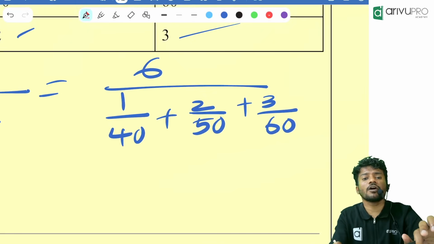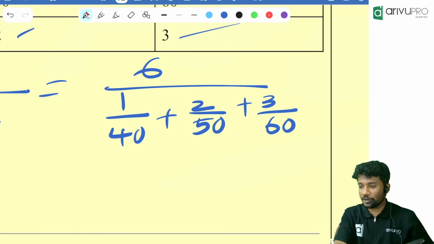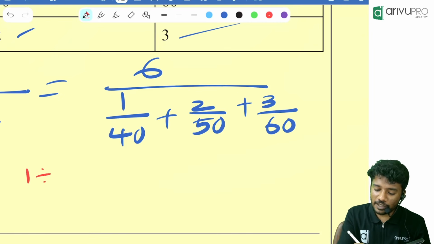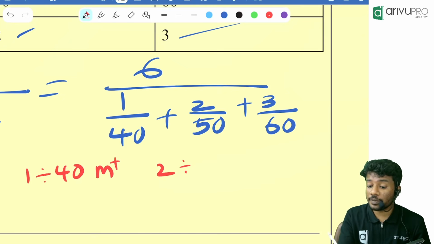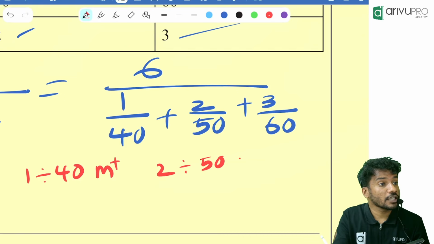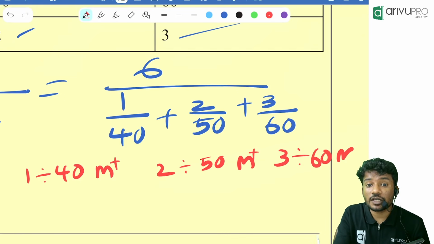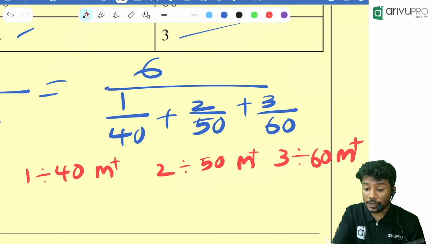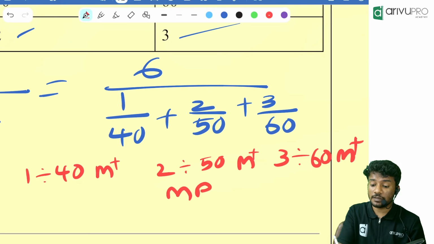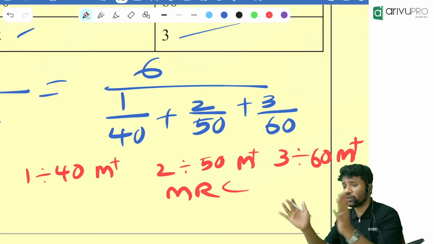First, find the denominator. How to find the denominator? Correct: 1 divided by 40, M plus, 2 divided by 50, M plus, then 3 divided by 60, M plus. Got it? Then we need to click MRC so that we have added all the values together.